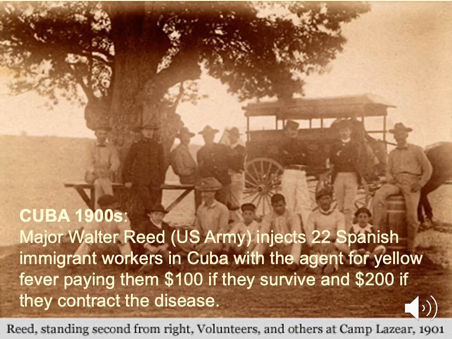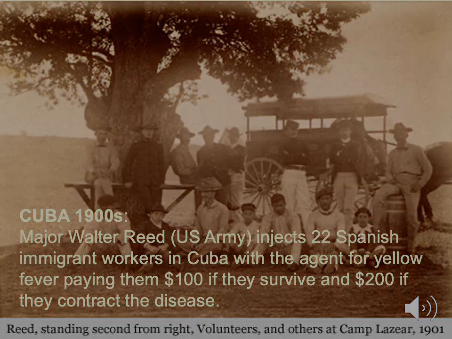In the 1900s in Cuba, you will have Major Walter Reed of the U.S. Army injecting 22 Spanish immigrant workers in Cuba with the agent for yellow fever, paying them $100 if they survive and $200 if they contract the disease. So, this was an example of American experimentation by the US military.